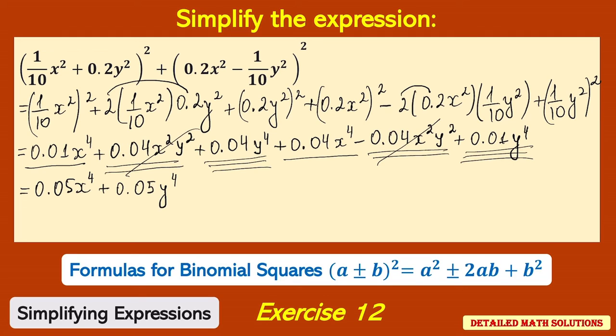And if I'd like to write this as fractions, I can convert 5 over 100 and reduce it, which equals 1 over 20. So this expression also equals 1/20 x to the fourth power plus 1/20 y to the fourth power. I can't simplify this expression further, therefore it's the final answer for this exercise.